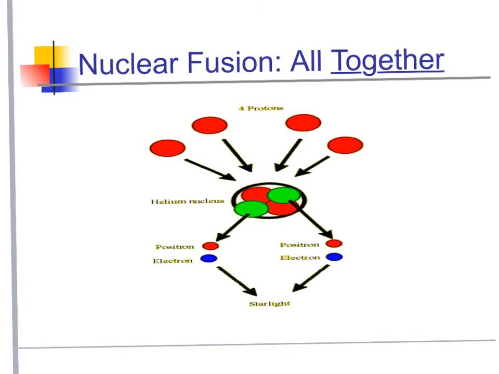So here's just another visualization of this. We have our 4 protons, which are our hydrogen atoms, and they're fusing together to produce one helium nucleus. This process releases a positron and an electron. We are not going to get into what positrons are. And it also releases a tremendous amount of energy that we see in the form of light. So it says down here, starlight.